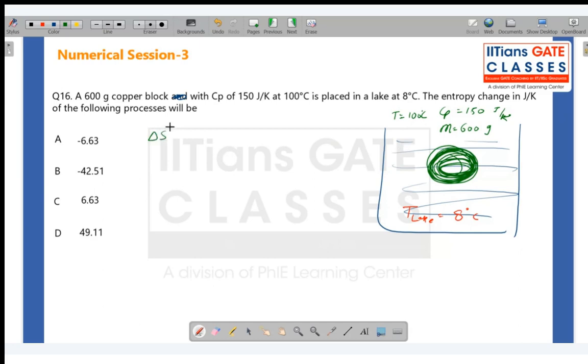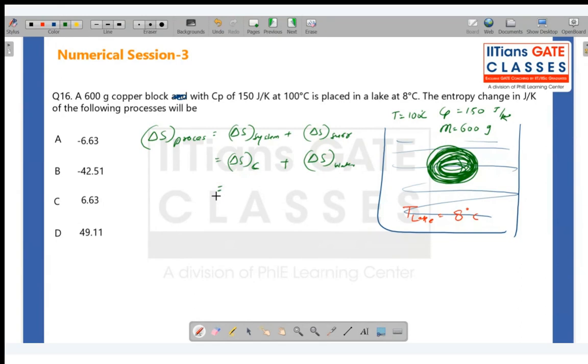So entropy change of the process will be entropy change of the system plus entropy change of surrounding. Now let us assume this copper block is my system. So entropy change of copper plus, if the copper block is my system, then the water around it is my surrounding. Now you see what is happening.